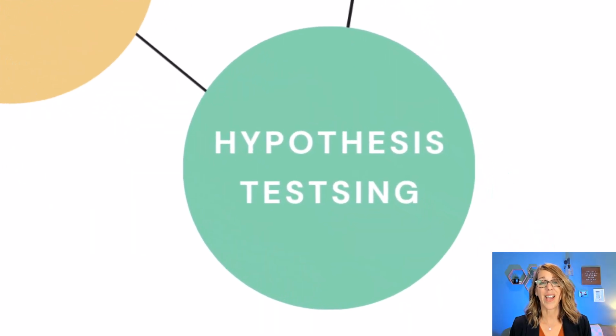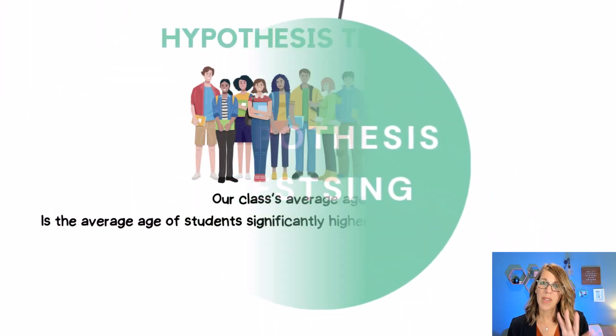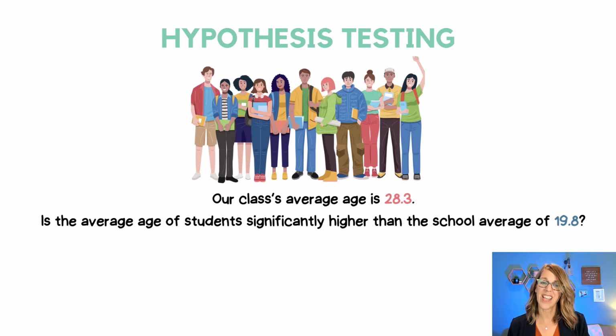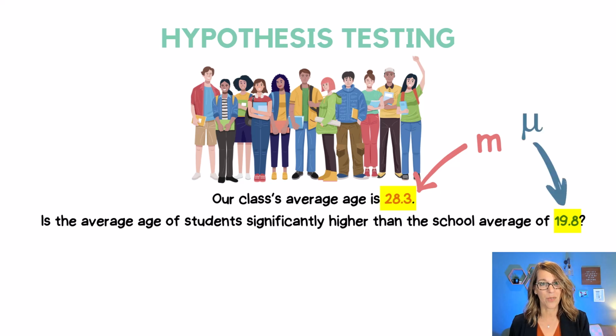Next up, we've got hypothesis testing. We're going to be able to answer a question like this. Let's say that our class's average turned out to be 28.3, but the school said that the average age of all students was 19.8. It really seems that our mean of 28.3, our sample mean, is significantly higher than what the school said of 19.8. That would be our population mean.